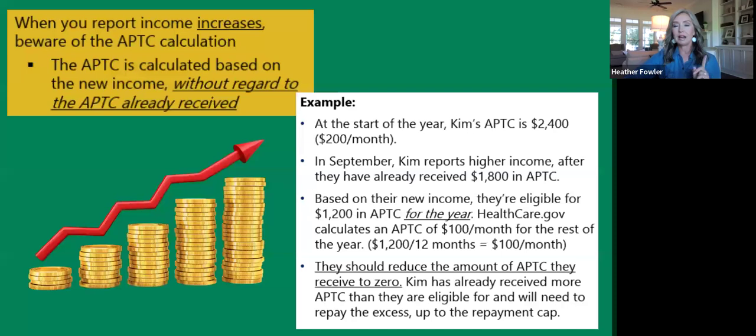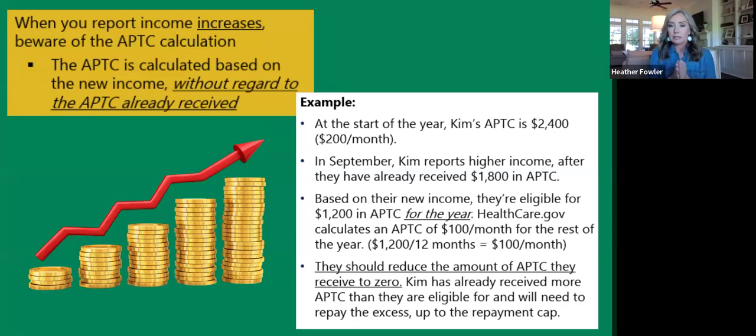Now, this was something that I had never really thought about, and it's a little bit hard to wrap your head around, but again, I just copied this and pasted it so that I wouldn't get anything wrong about it. But when someone calls you and reports an increase in their income, then the premium tax credit is calculated based on the new income. And notice this, without regard to what they've already received that year. Okay. So I'm just going to read through this example. You read through it and think through it with me.